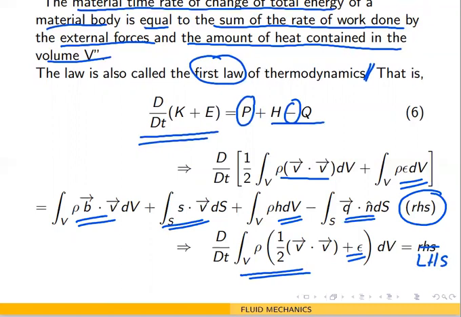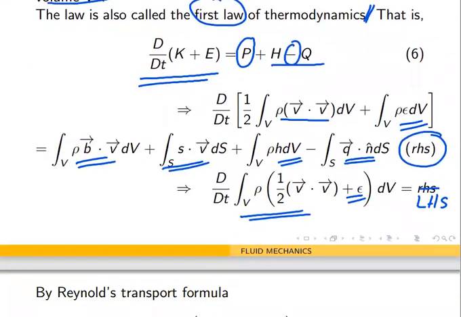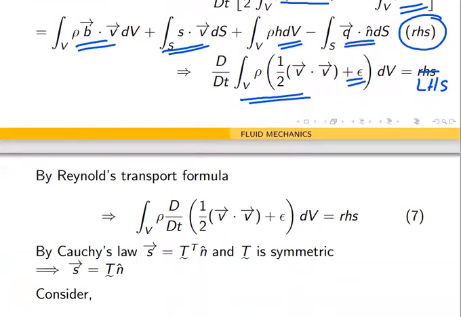On the LHS, by using the Reynolds transport formula, the d by dt will go inside. So rho is outside: d by dt of the volume integral of rho (half V dot V plus E, or epsilon) dV, equal to whatever the RHS is. The RHS remains as it is. Let us call it equation 7.